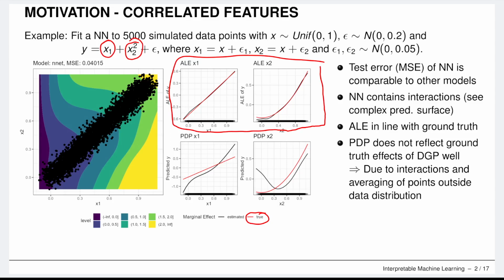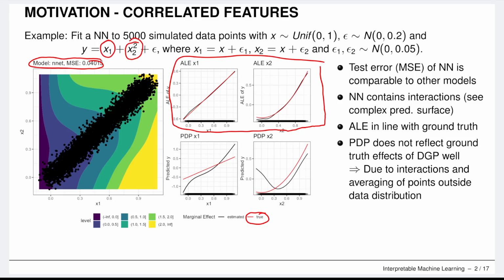However, since we have a lot of interactions in our neural network, and since partial dependence plots average points outside the data distribution, we get these biased results that do not really match the original true marginal effect, although the model itself has a similar performance as the correctly specified polynomial model.